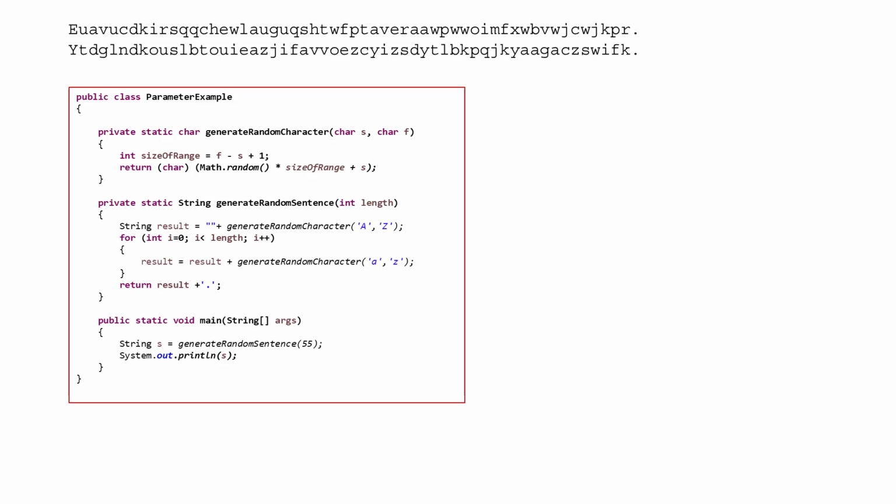Just to be careful, I ran it a couple of times, and this is what the output looked like. You can see it starts with a random capital letter, and then there are 55 random lowercase letters, and then a period.